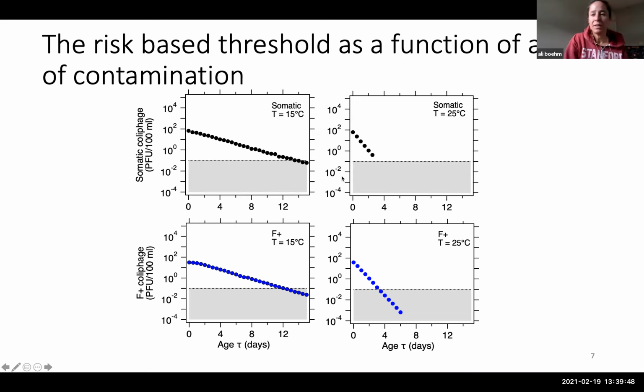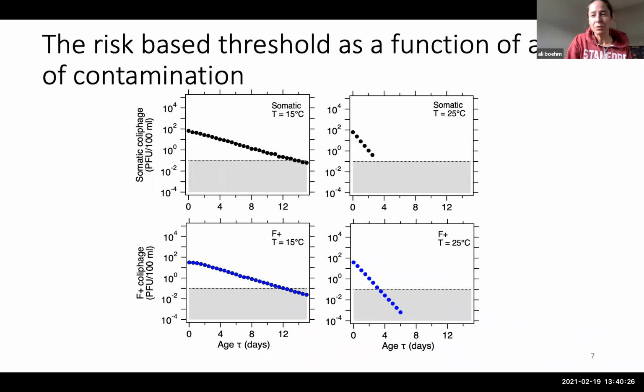So if you have contamination at your beach and you know how old it is, you can use this chart to figure out what your risk-based threshold is. For example, if you're swimming in the chilly waters of Northern California and it's 15 degrees C in the water, and you know that your contamination is 4 days old, your risk-based threshold for somatic coliphage is about 10 PFU per 100 mL. And for F plus coliphage, it would be a little bit less than 10 PFU per 100 mL.